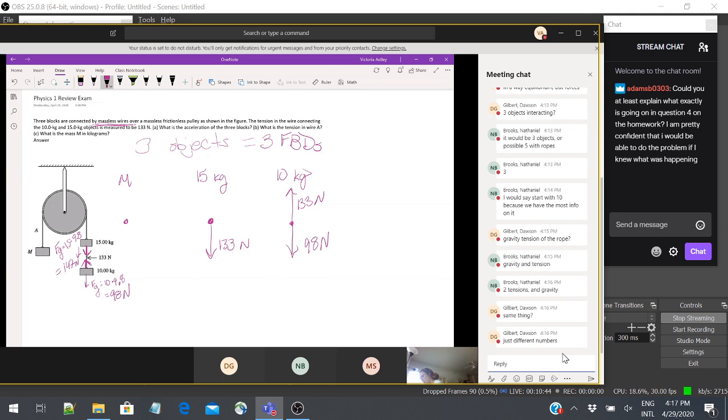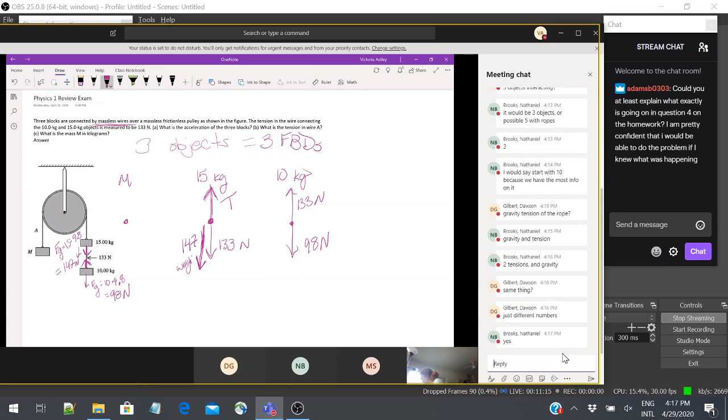So I have 133, which is the rope. I have slightly longer, 147, which is the weight of the block. And then I have a tension. There it is. Tension upward, T, but we don't know what that is. Okay, so far so good. What about mass M? Okay, good.